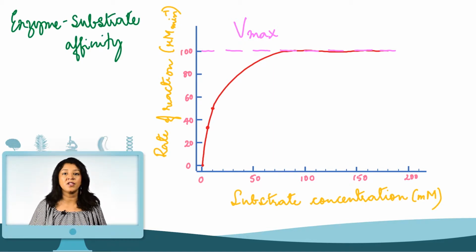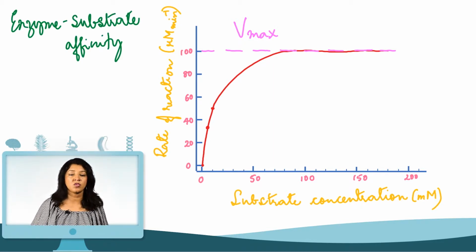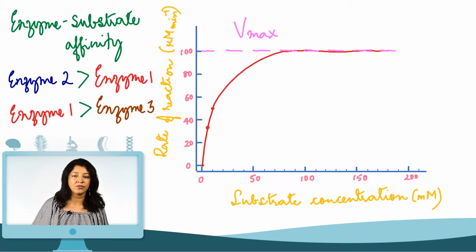Enzymes have varying affinity for their substrates. Some substrates have a very strong interaction at the active site and have a high affinity for their enzymes, whereas some others have a weak interaction at the active site and have low affinity. Can you imagine how the graph changes in each of these scenarios? Let's take a look. Let's add to this the graph of two other enzymes, one with a greater affinity for its substrate and another with a lower affinity.